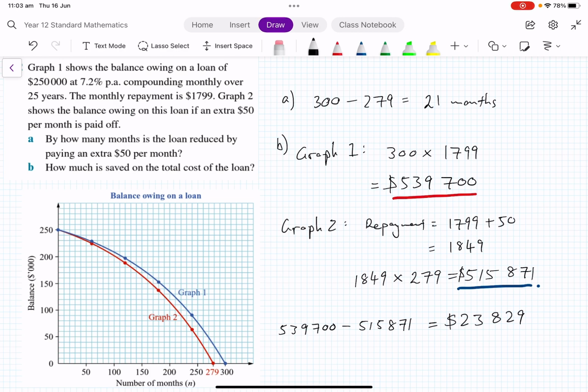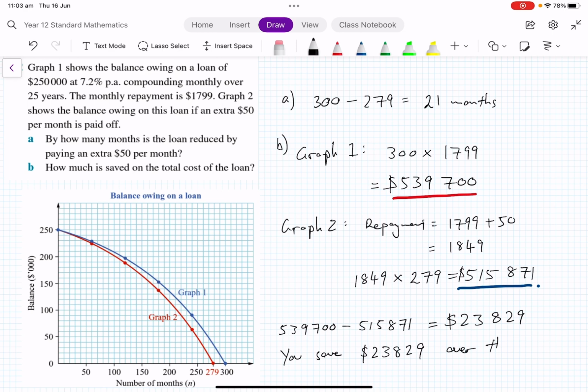So you save that. Remember, this is only $50 per month extra, not $50 per week. If you do $50 per week, I think the estimate is you save about 10 years off your loan potentially, or $100 per week is 10 years.